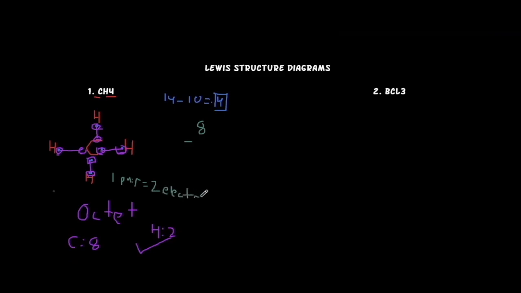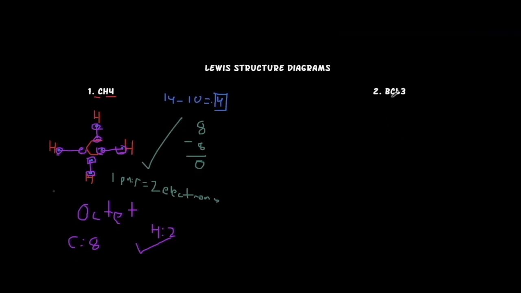If there are 4 pairs, you would therefore have 8 electrons, and that is how you know that this Lewis structure works. Alright, now let's take a look at the second example.